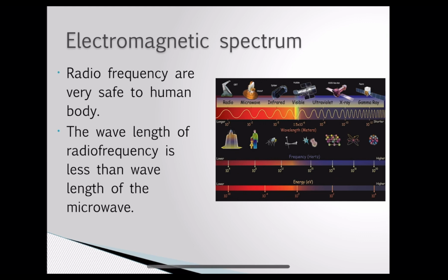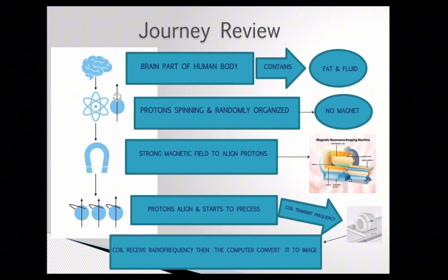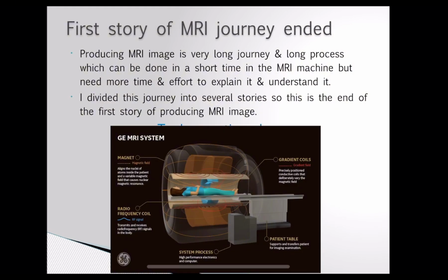This is a review of the journey. Let's start with the brain. Part of the human body contains fat and fluid. Protons are spinning and randomly organized. There is no magnet effect. When we put the brain in the strong magnetic field, protons start to align with the magnetic field and they start to precess. Then through the coil we give them radio frequency. Then we receive the radio frequency produced by the protons and transfer it to the computer. The computer converts it to an image. The first story of the MRI journey has ended.